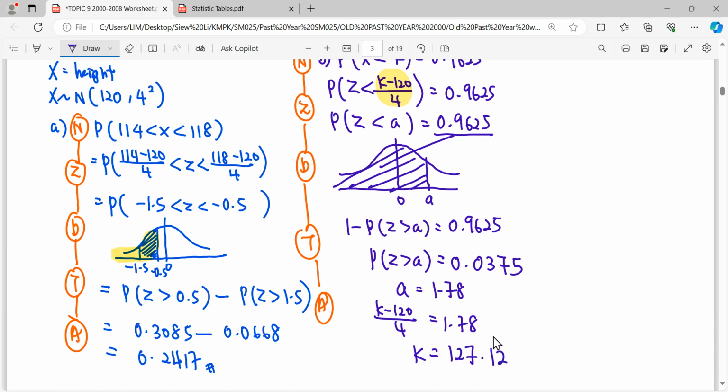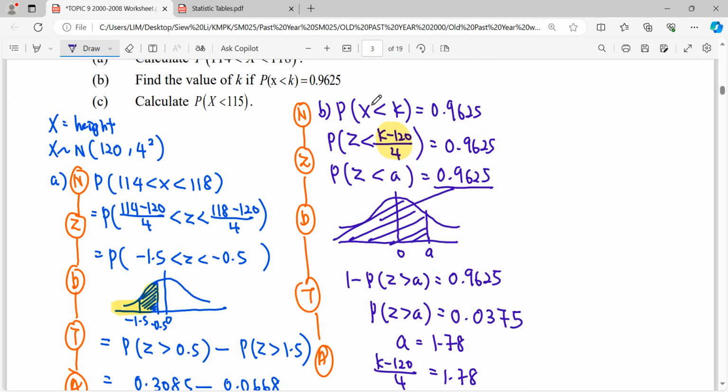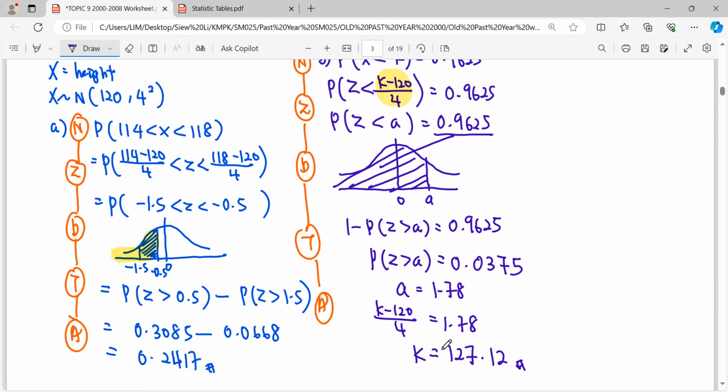127.12. So do we need to round this off? The answer is no need. Why? Because this k is represented by x, where x is the quantity of height, and height is normally distributed. Normal distribution is under continuous random variable. So when your variable is a continuous random variable, we can accept your variable here in decimal form.